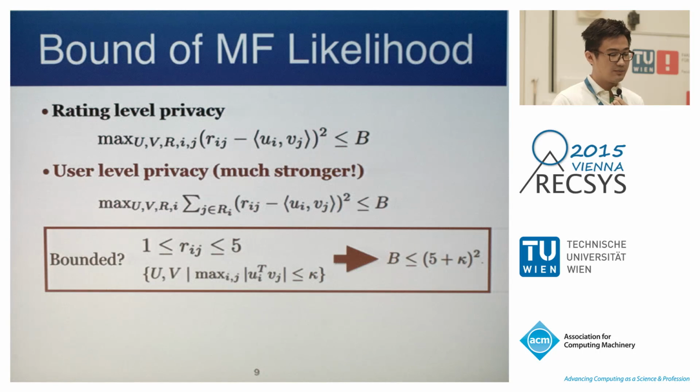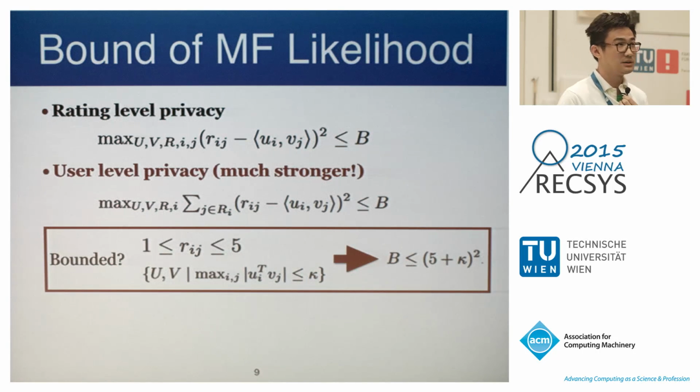We can bound the loss of a single rating. For user level privacy, which is exponentially stronger than rating level privacy, it means that any malicious users cannot infer any user's opinions on all the movies. That is, we can't infer if a user is in the database or not. So it's very effective to prevent the linkage attack problem.